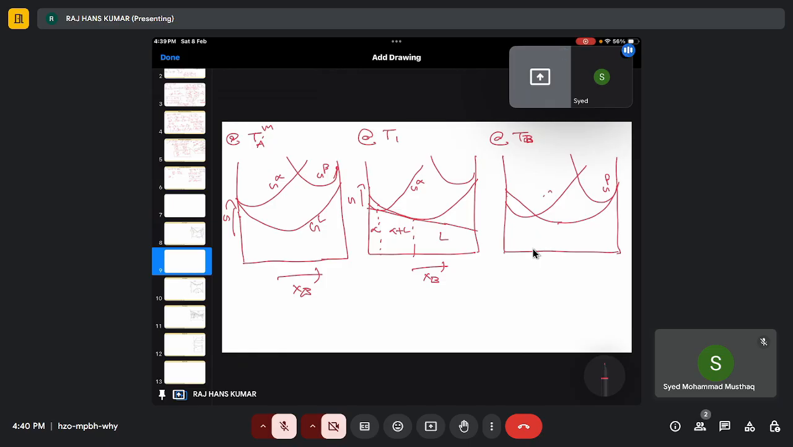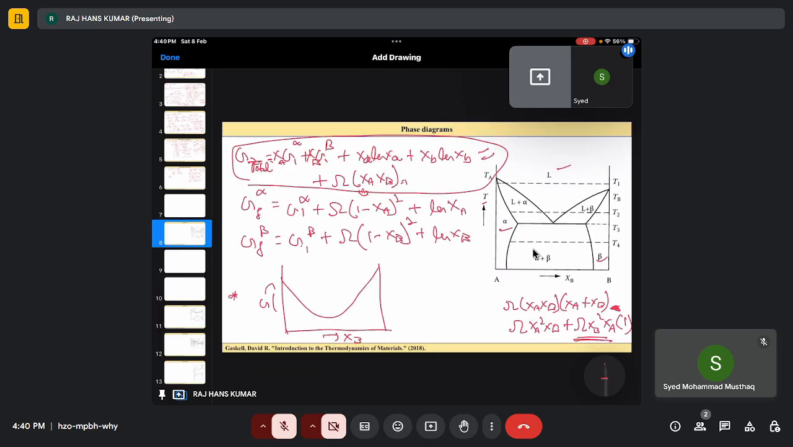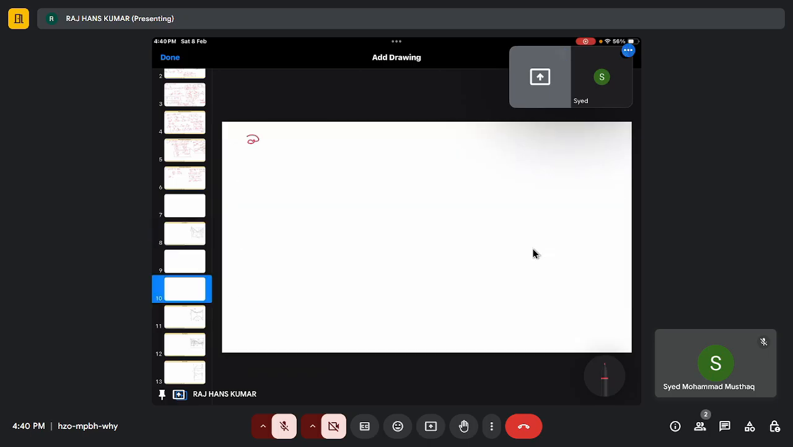This is my G alpha. This is my G liquid. Again, when drawing the common tangent, this is alpha plus liquid. This is my liquid. This is my XB. This is my G. Now, what is the next temperature? Next temperature is my T2. So at T2, at eutectic, at T3.